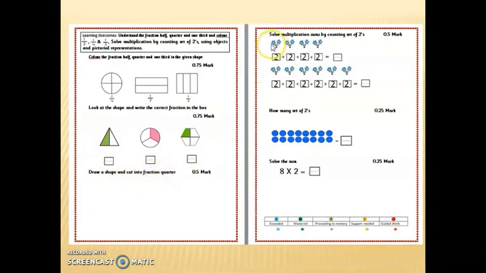For multiplication, question number 1, you will solve multiplication sums by counting set of 2's. In question number 2, how many set of 2's are there? You will count and write in the given box. In question number 3, you will solve the sum of multiplication. 8 times 2's equal to, you will write the answer in the box.